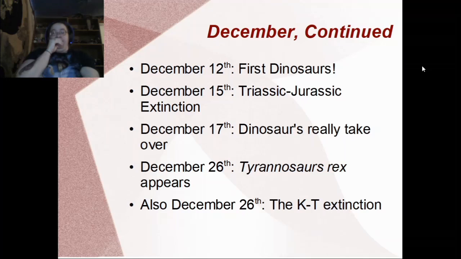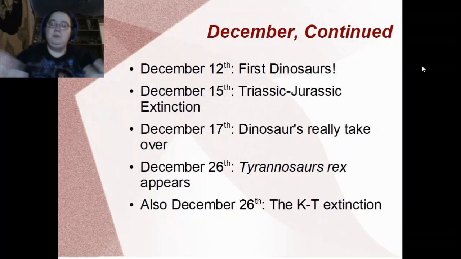By December 26th, we finally see the big guy, Tyrannosaurus rex, finally appearing. That's earlier in the day. Later that same day, KT extinction. KT extinction stands for Cretaceous-Tertiary extinction. That's the most common way to refer to it, although some paleontologists and geologists are referring to it by a different name, the KC extinction, for the Cretaceous-Cenozoic extinction. All right, so here it is. 14 days, all of the Mesozoic takes place.